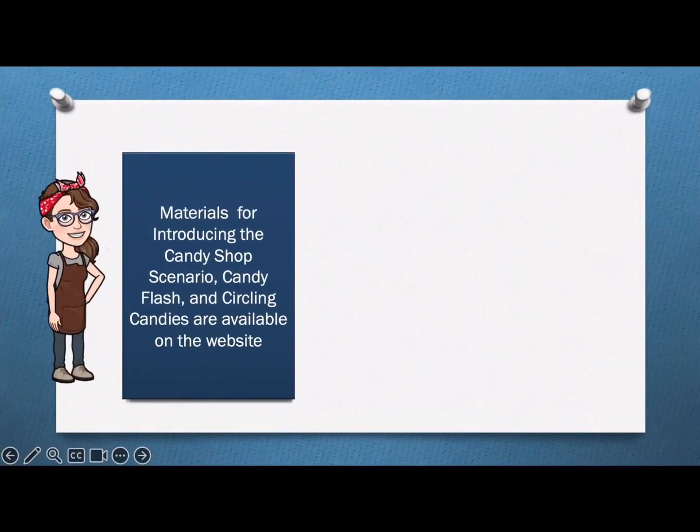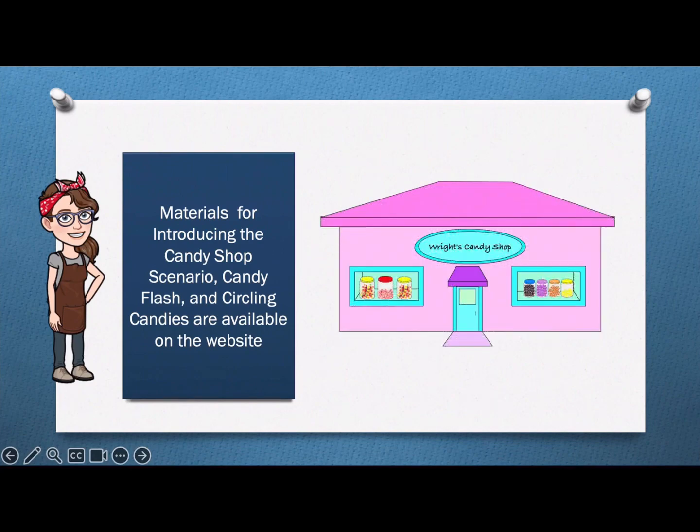Here's a note to teachers. Materials that can be used to introduce the candy shop scenario and the candy flash activity, as well as materials for the circling candy activity, are available on the website.